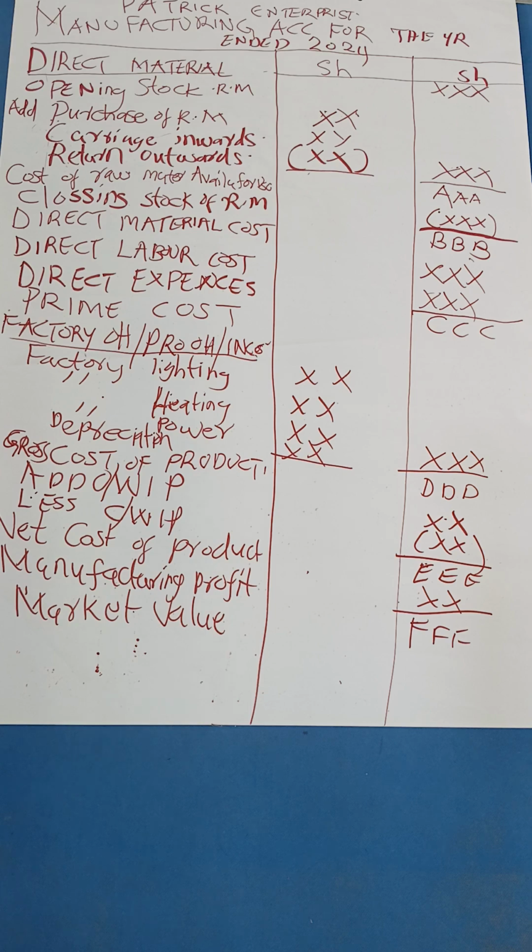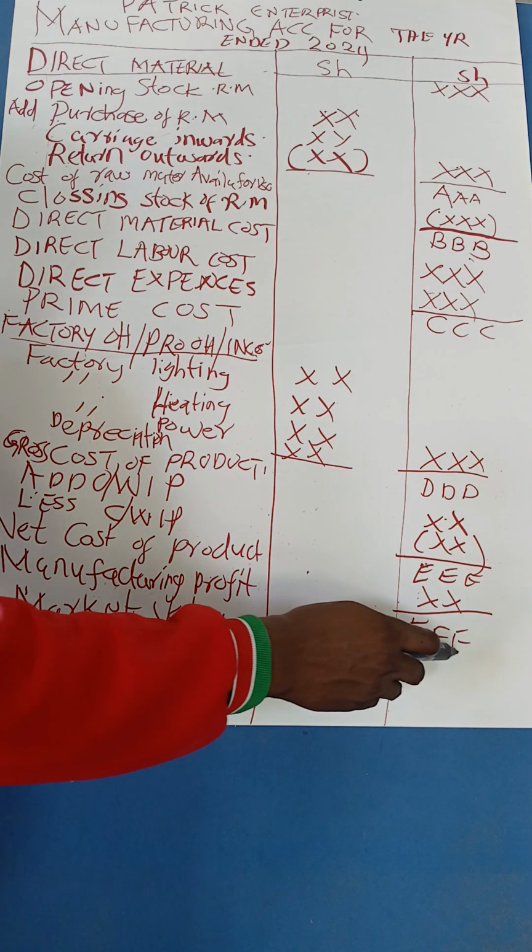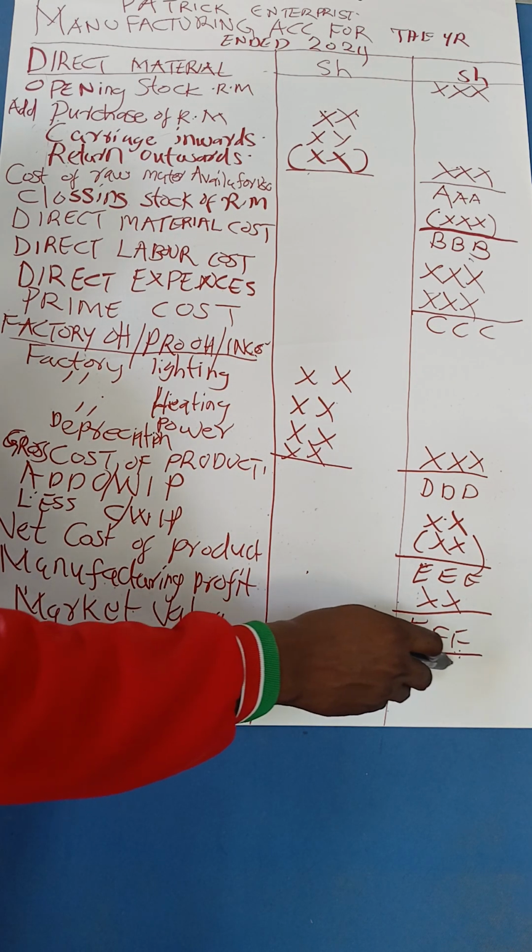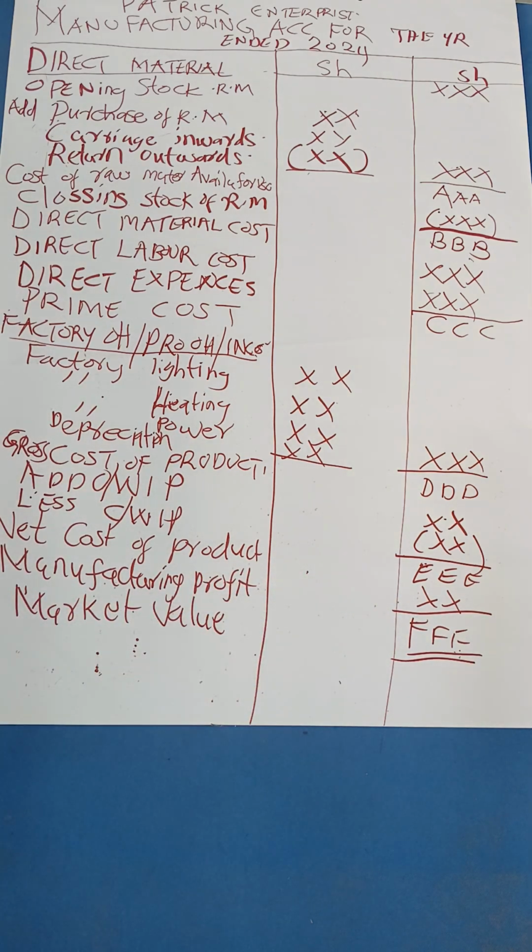So the aim was to determine this figure here, so that we can go with it to the income statement and be able to determine if the organization, after it has sent the goods to the market, did it make a profit? So this is the figure we are going to move with as the net cost of production, to move with it in the income statement.